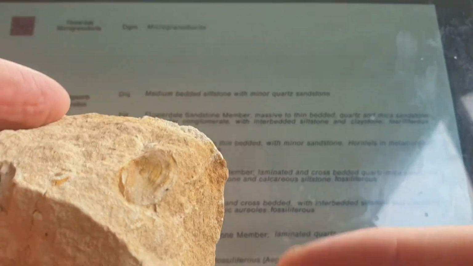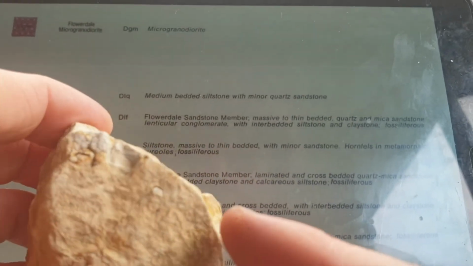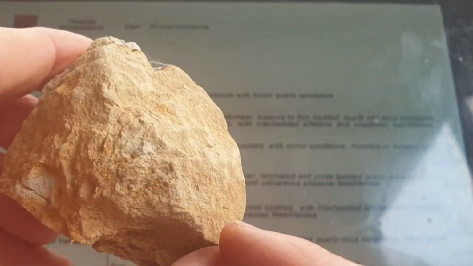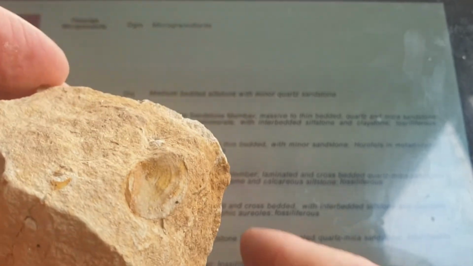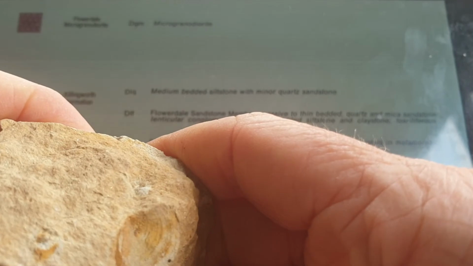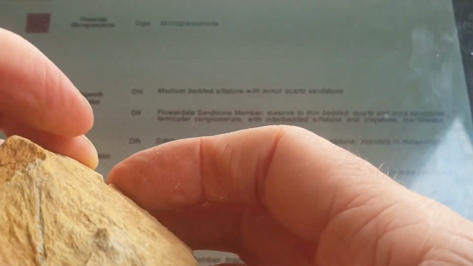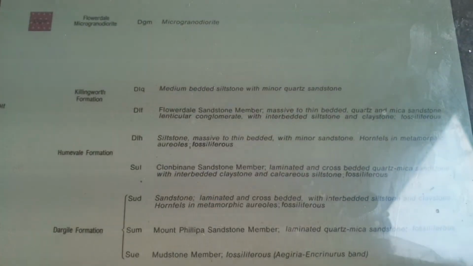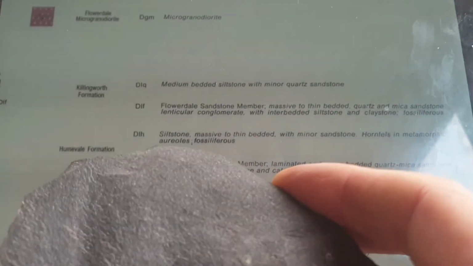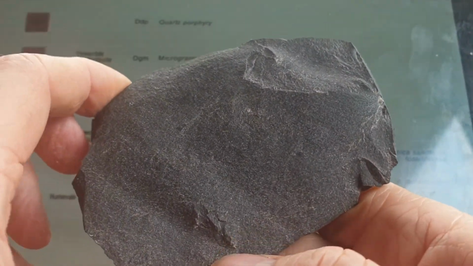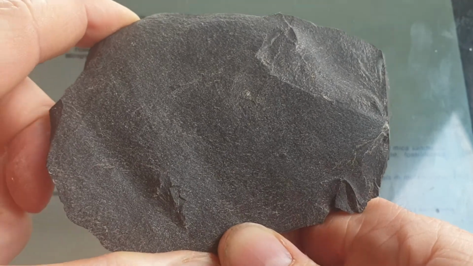Like this one has a brachiopod. There's another brachiopod there. It looks like a coral right there. And this one also comes with trilobites as well. This one's starting to break in, oh no, break in half. Looks like it has a trilobite there as well. I'm yet to get any fossils from this formation. I presume it probably has trilobites, crinoids.